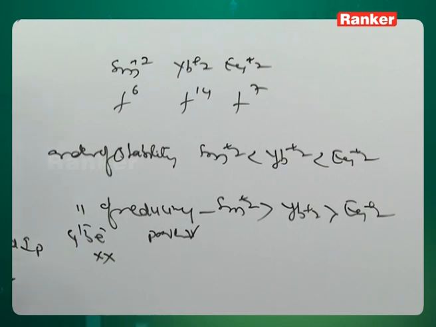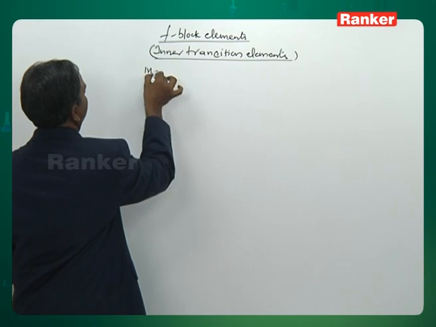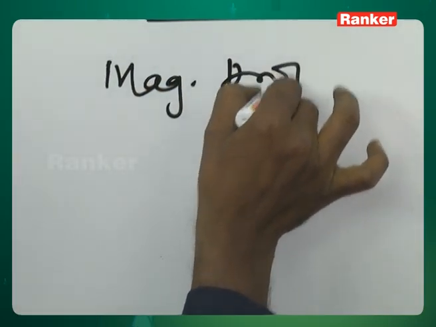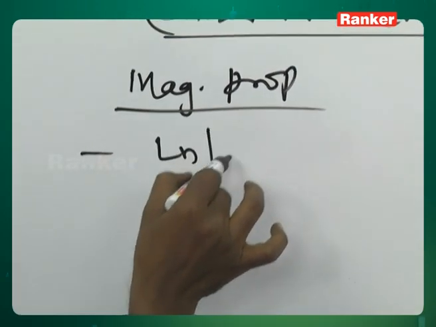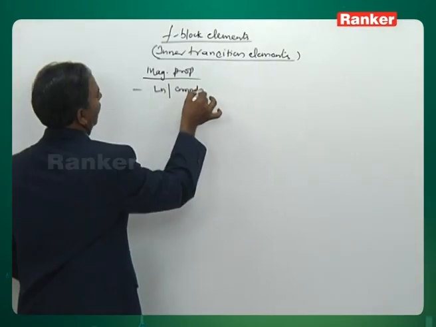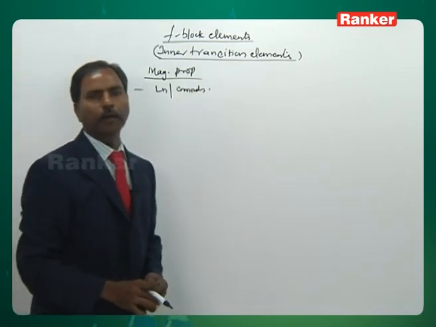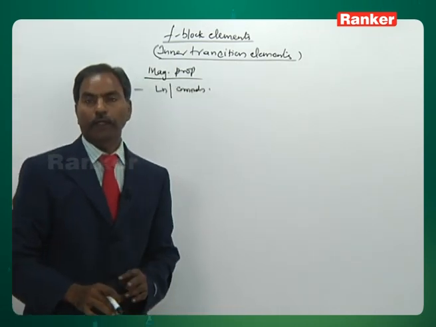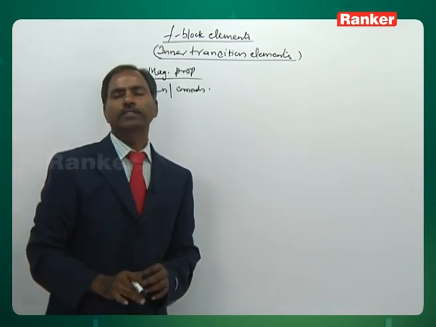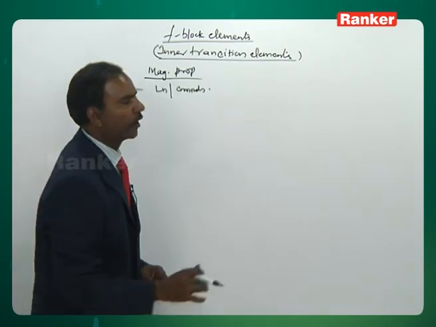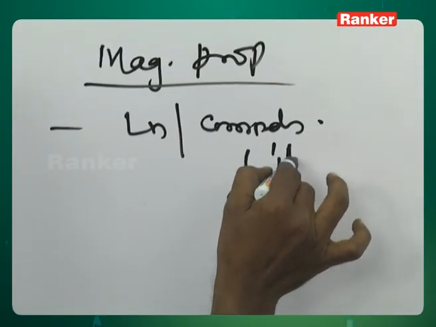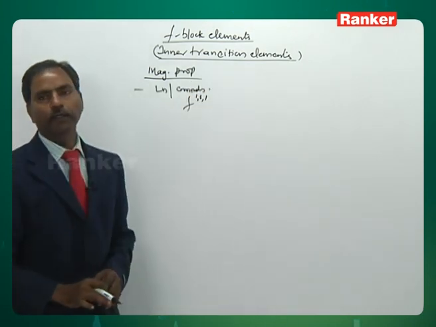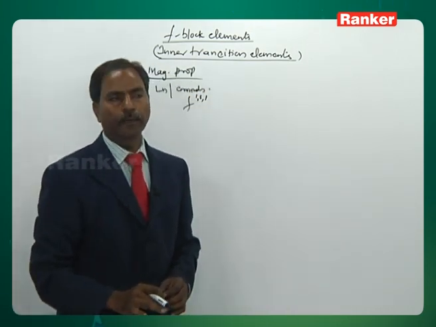Next, let us have a discussion about magnetic properties of lanthanides. Most of the lanthanides and their compounds exhibit paramagnetic property. Why do they exhibit paramagnetic property? Because of the presence of unpaired electrons in f orbital. Unpaired electrons in f orbital are exhibiting paramagnetic property.